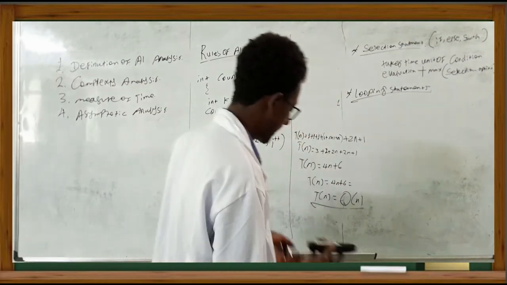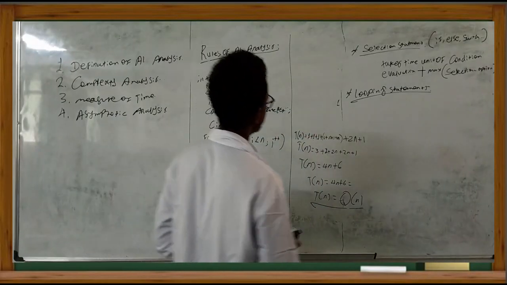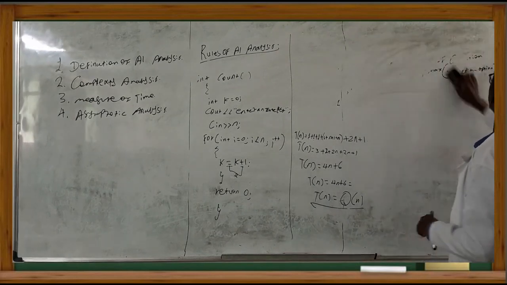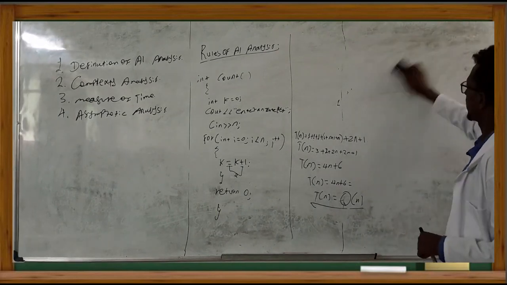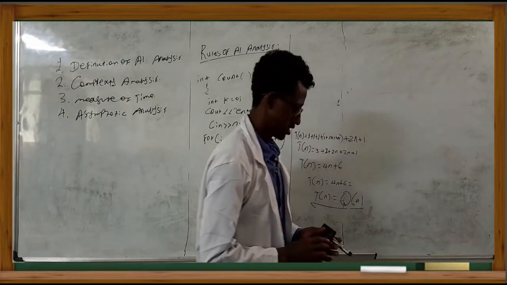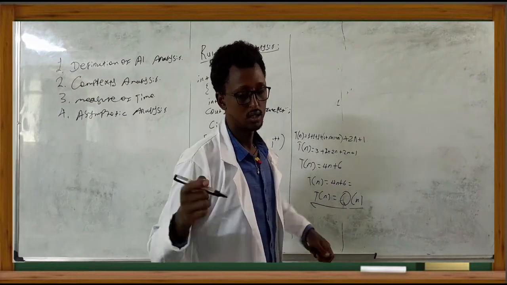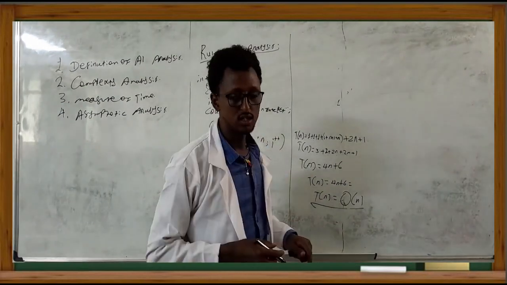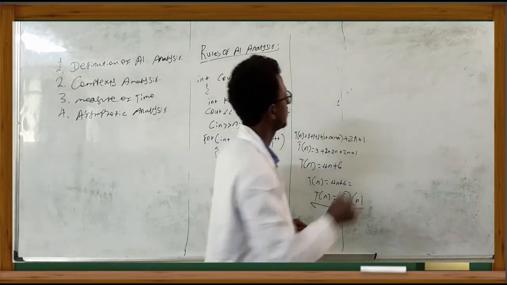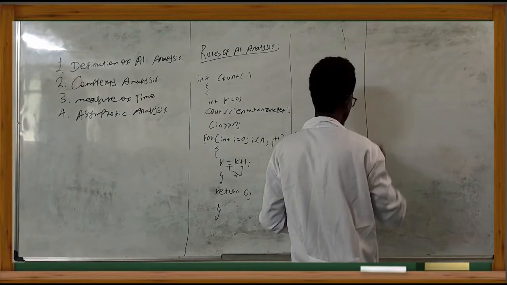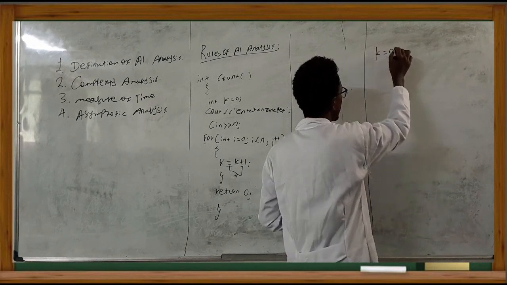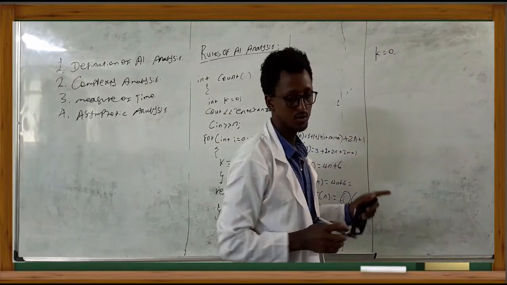example. Let's see. I think it's better to clean this one and see another example to further clarify how to compute based on the rules discussed in the previous slides. So the code starts with the assignment operator k is equal to 0.